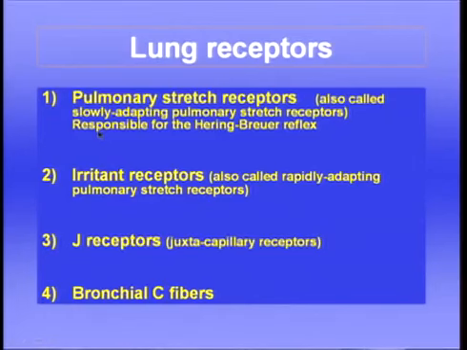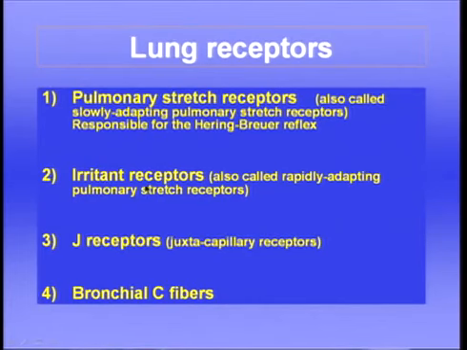In addition to that, there are these irritant receptors, which are sometimes called rapidly adapting stretch receptors. Now, that name is given because although these mainly respond to irritants such as inhaled cigarette smoke, smog, toxic gases, cold air, these all stimulate the irritant receptors which are in the bronchial walls. Some people believe that they also respond to lung stretch as well, and that's why they're given this name.